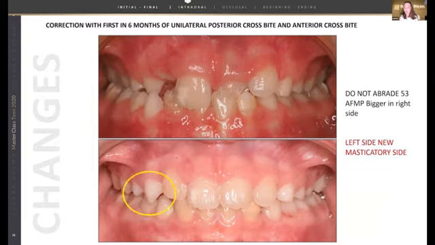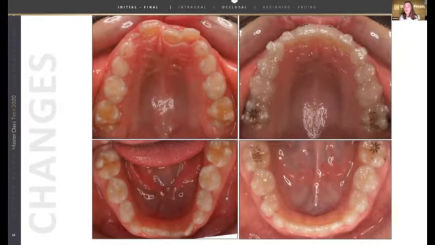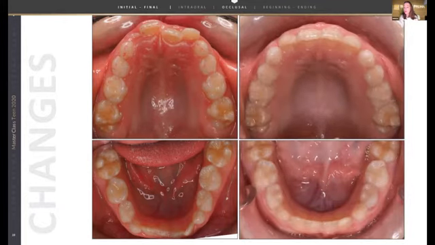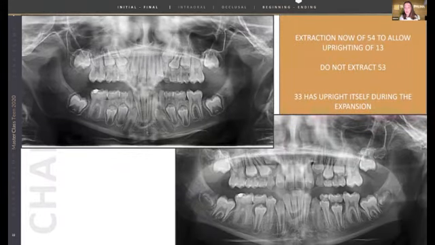This is the different abrasion in between 53 and 63. The evolution on the upper arch, initial and final, with the transversal expansion in the upper arch. And this is the final smile of our patient. We can see that we were able just to make a space for 33, and as there was a lack of space still for 13, we are going to remove this temporary tooth.